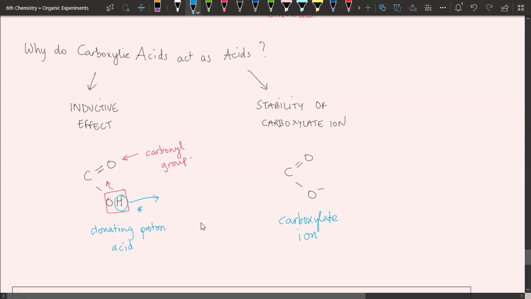Now, what we have here is a stabilization. We have a thing called resonance, which you may also see described as delocalization of electrons. There is a very even share of electrons across this particular ion, which makes it very, very stable. Because it is so stable, it makes the hydrogen easier to leave. Because the ion is very stable, it's more likely to let the hydrogen go and therefore become an acid.